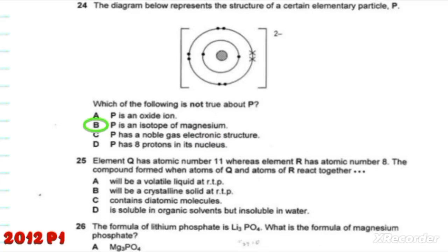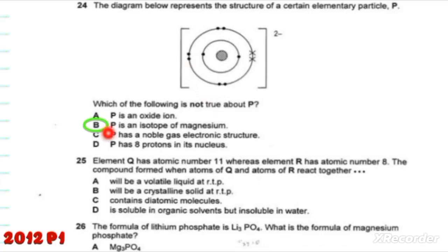P is an oxide ion. Yes, P is an oxide ion. Why are we saying P is an oxide ion? Before this particle gained 2 electrons, it had 8 electrons: 1, 2, 3, 4, 5, 6, 7, 8. So it is obvious that this element is oxygen and it is coming from group 6. So this one is an oxide ion.